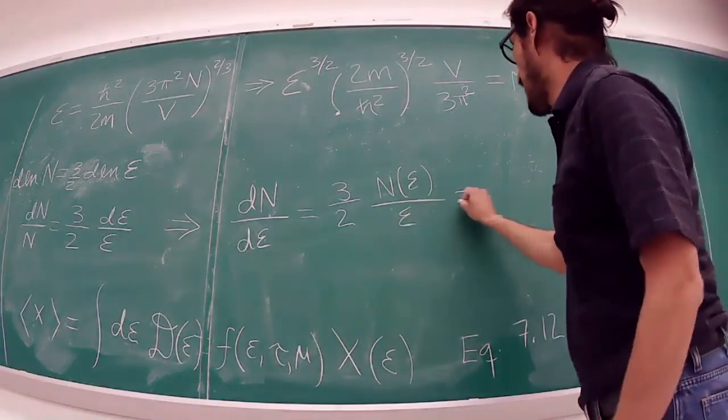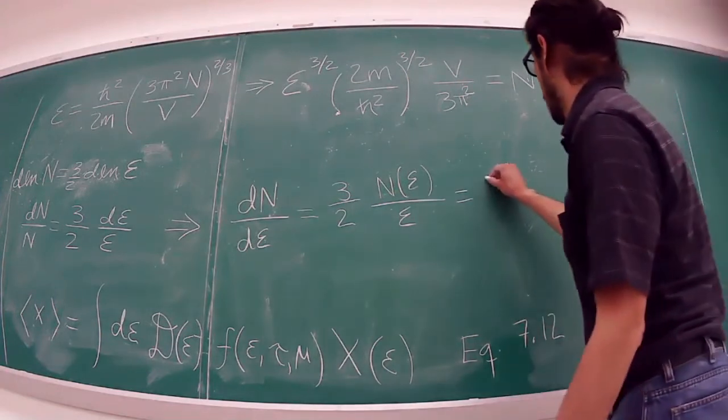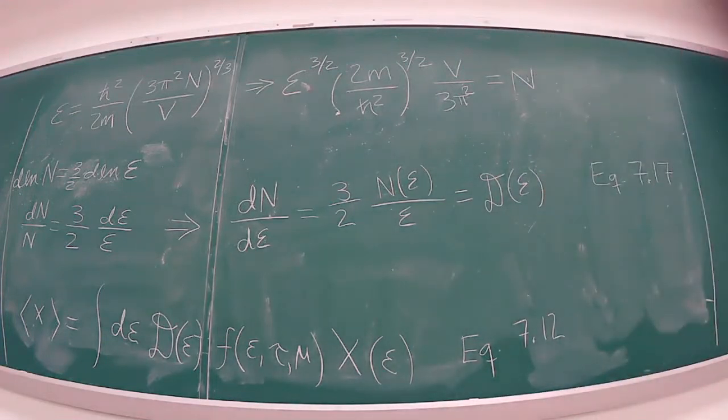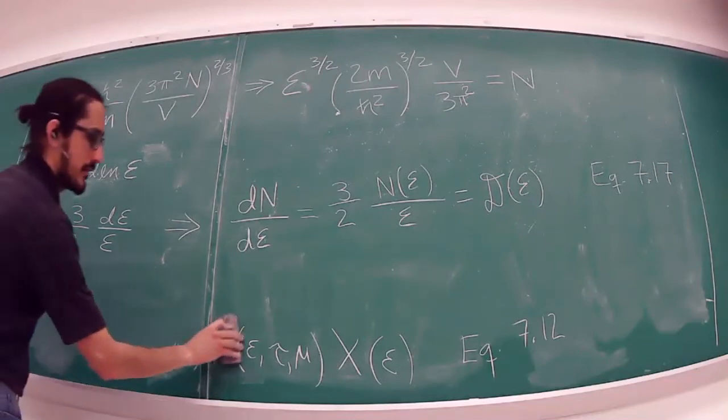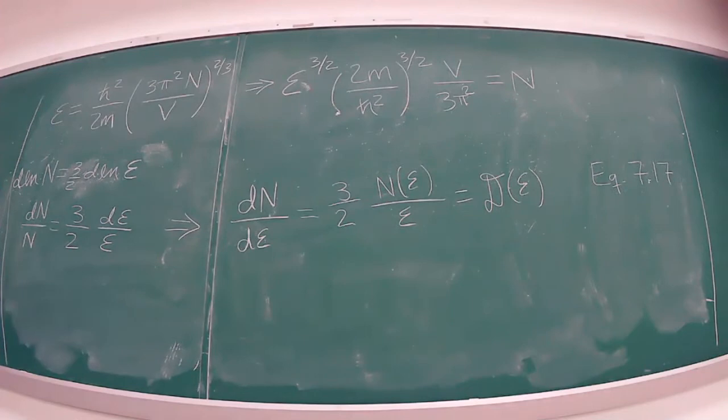And this derivative of n with respect to E is what we call the density of states. And we're going to see why. So let's write this one kind of like this. We have dn on this side, 3/2 n of E over E dE.